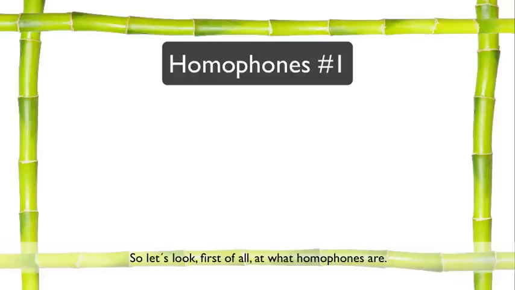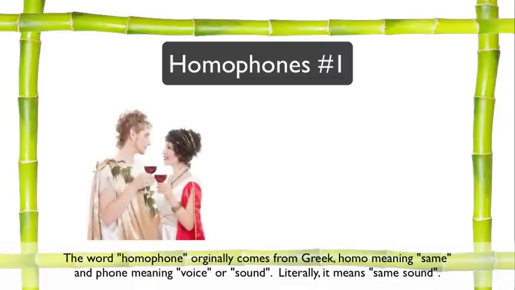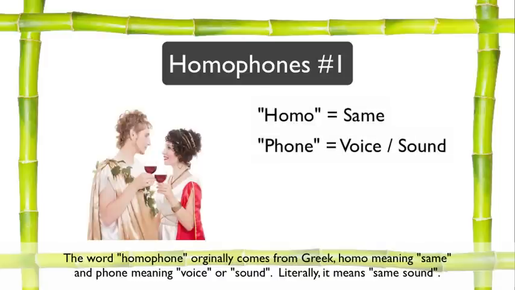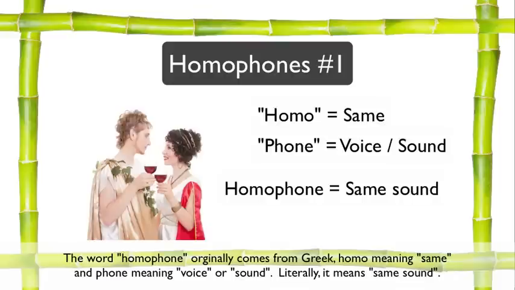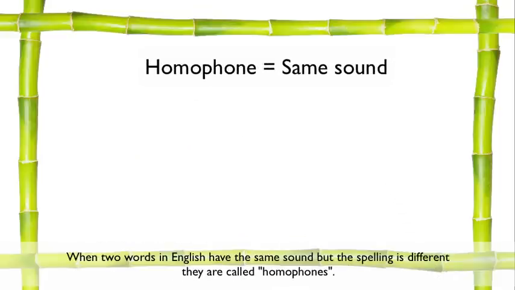So let's look, first of all, at what homophones are. The word homophone originally comes from Greek, homo meaning same, and phone meaning voice or sound. Literally, it means same sound. When two words in English have the same sound, but the spelling is different, they are called homophones.